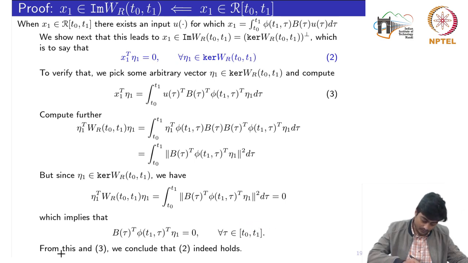Okay? Now from this equation and the third equation, we conclude that 2 will definitely hold, because we started from the left hand side. We have proved that the right hand side is nothing but equal to 0, which implies that x1 belonging to the reachable space would also mean that x1 belongs to the image of the matrix WR. Okay, so this completes the overall proof of the reachability Gramian.